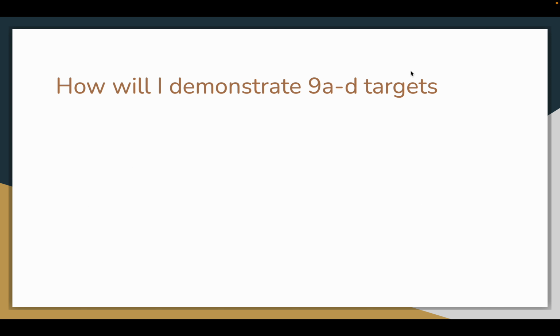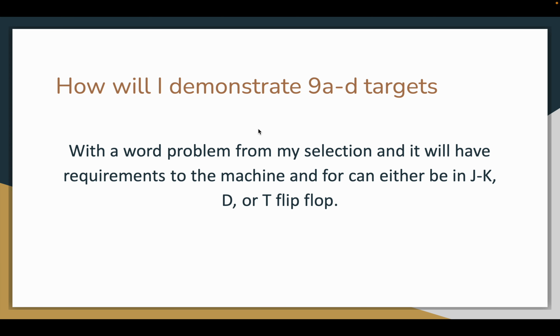How will I demonstrate 9A through 9D targets? With the word problem, I will make a selection of what the requirements are for the machine, and it could either be a JK, D, or T flip-flop. And the requirements are basically if it's going to be a Moore or a Mealy machine, as well as what functions are going to be operated with it.